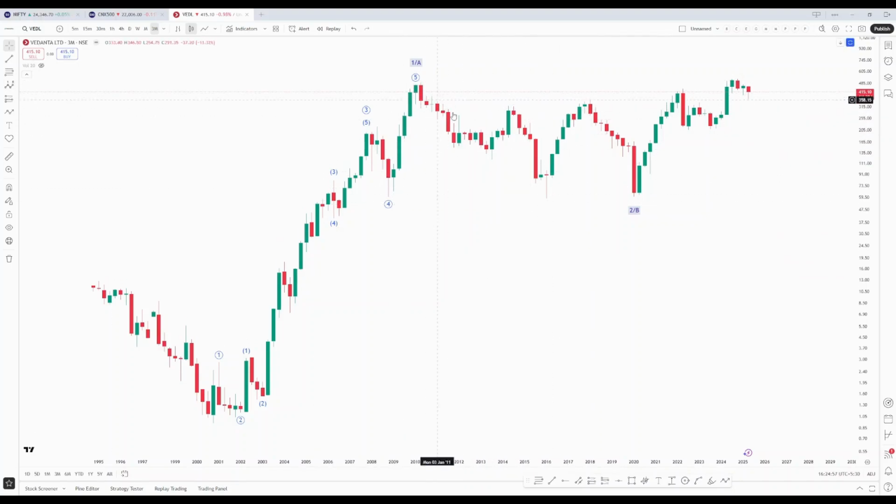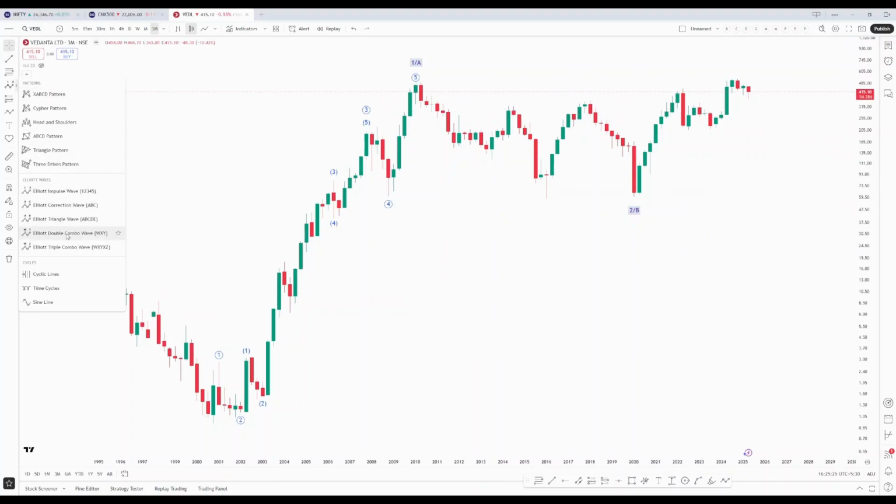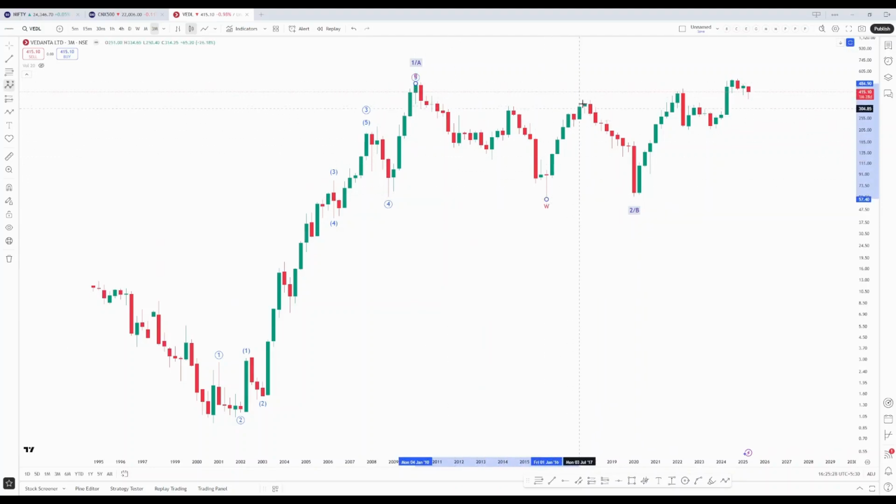And then coming to this, you can see this is 3 waves, 1, 2, 3, so this is kind of ABC, and then we have this move and then another move. So this ABC is a kind of W, and then this is another ABC, a small down move here, which is X, and then another ABC. So this is basically a double zigzag setup, which we are going to mark as W, X, and Y.